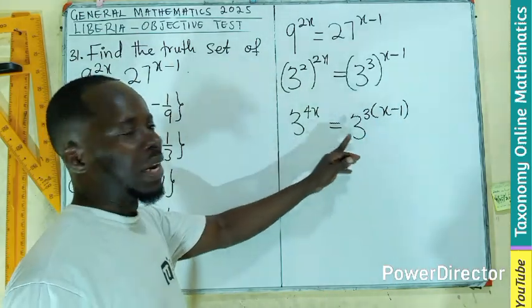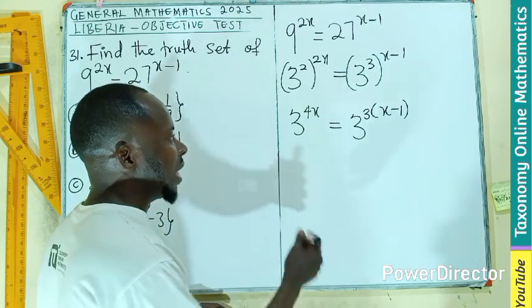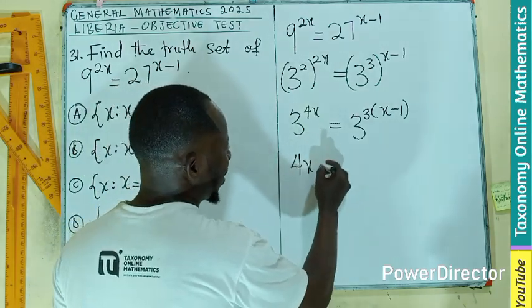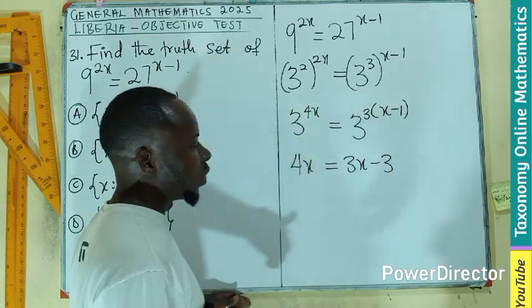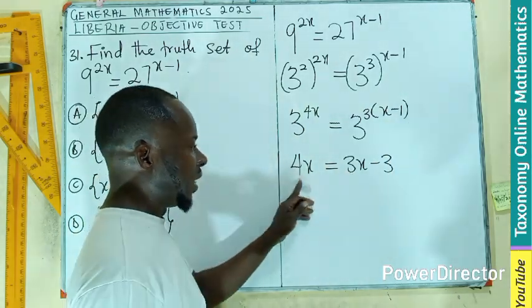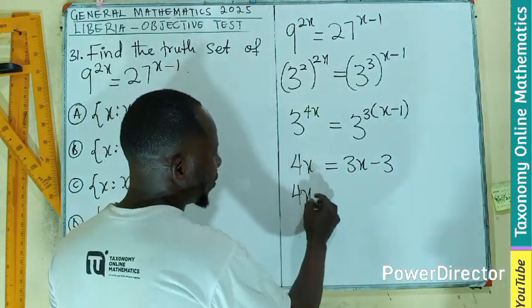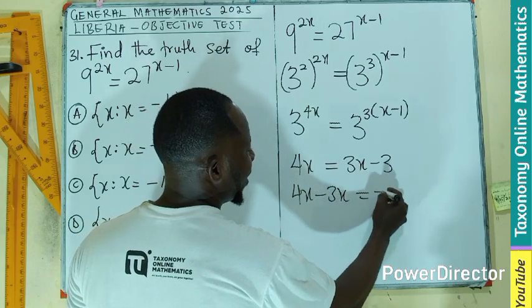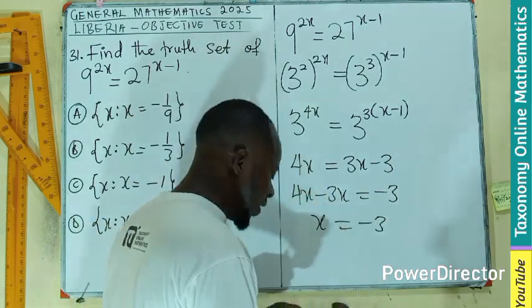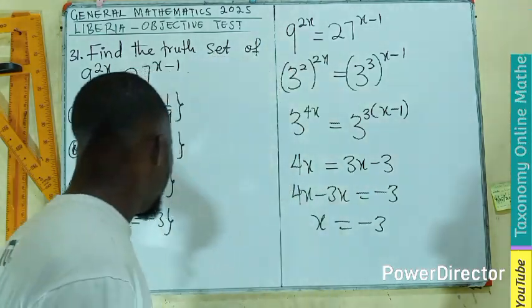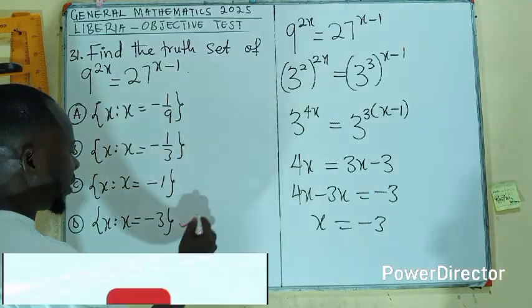So since the bases are the same, it is clear to say that the exponent 4x is the same as 3x minus 3 by expansion of that. When we bring in this, it becomes 4x minus 3, leaving the negative 3, making x equals negative 3. And that is going to be option D.